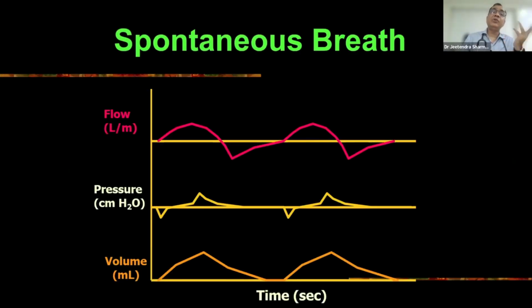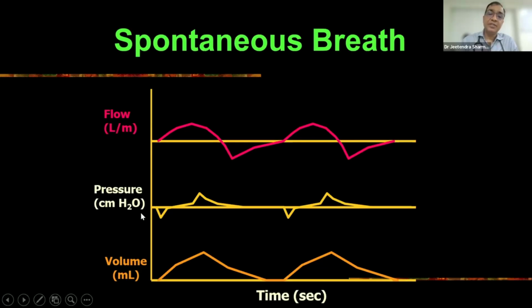So spontaneous breathing, what happens? Spontaneous breathing is your flow, on one side, the negative side. So initially your flow is from the environment to the patient, and from the patient to the environment. Pressure is negative, because you create a negative pressure during your inspiration, and then it goes. And volume means whatever volume your lung achieves, and again goes back to empty, achieve and empty.